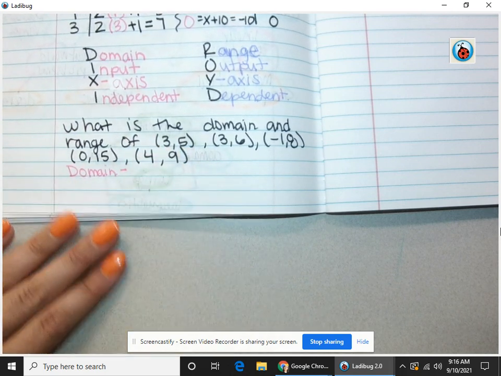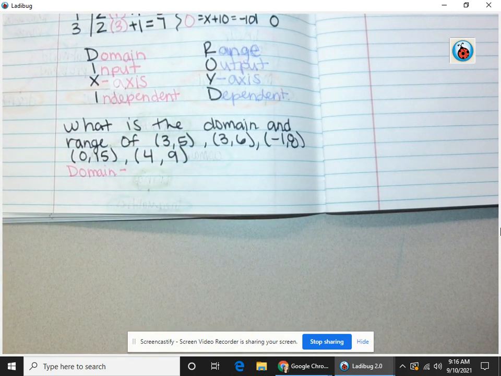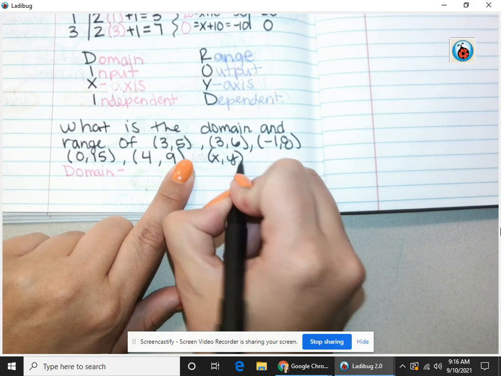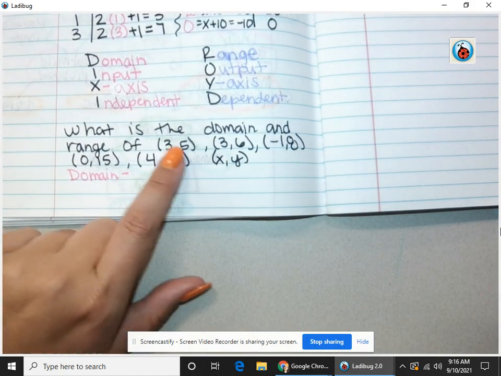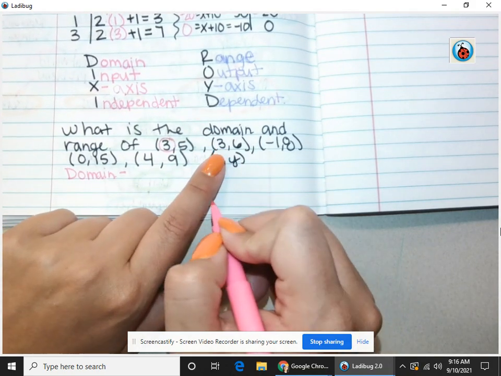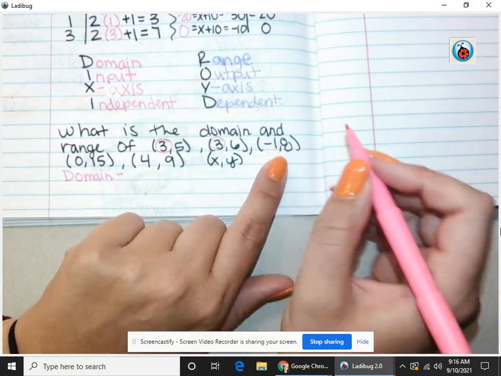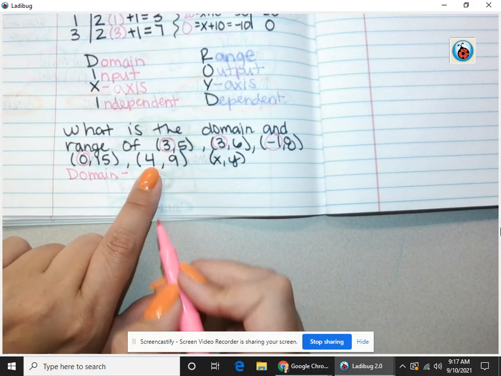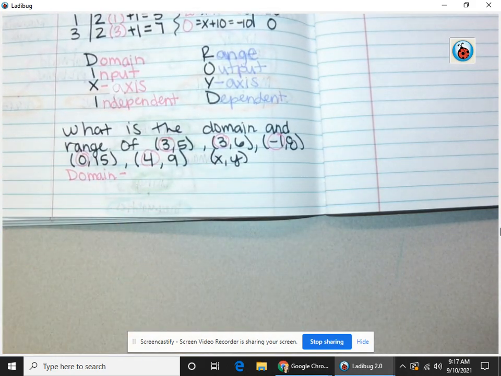Do you remember in an ordered pair which one is my x and which one is my y? Yes, it's the first one. It's always xy. So what do you think the values of my domain would be for this one? 3 or 5? 3. What about this one? 3. And here? 0. And here? 4. So those are my domain values.